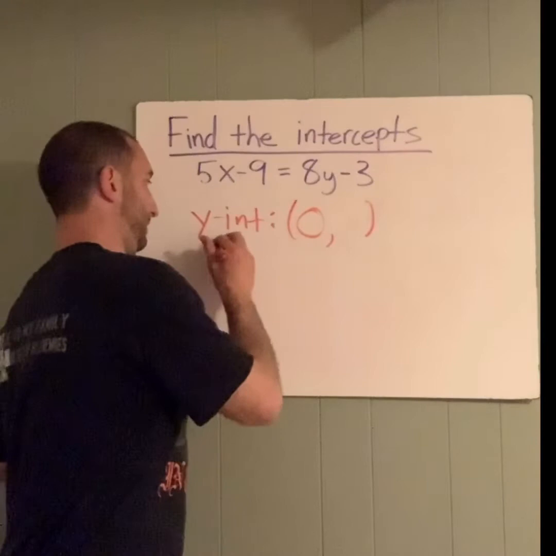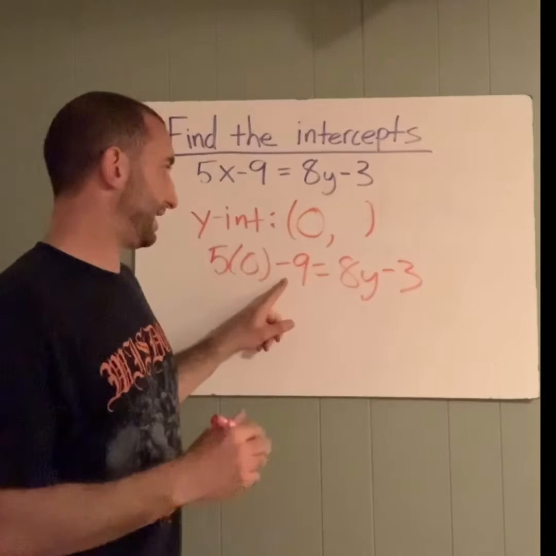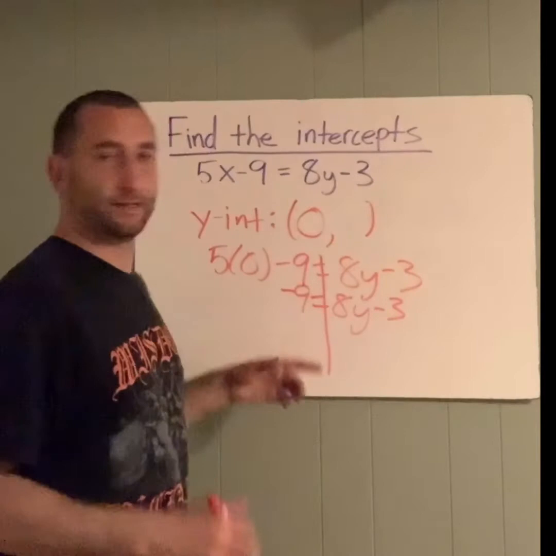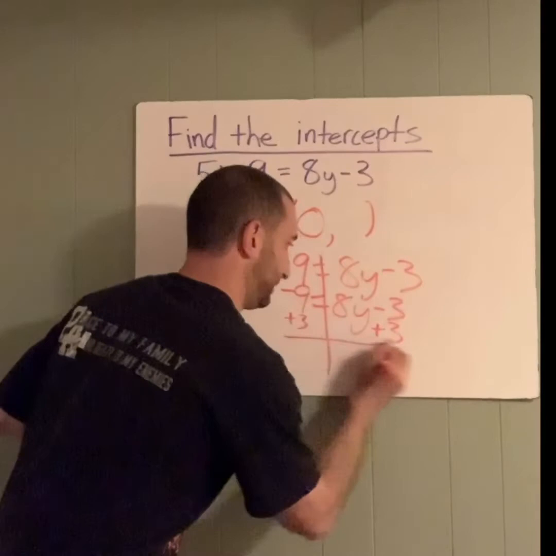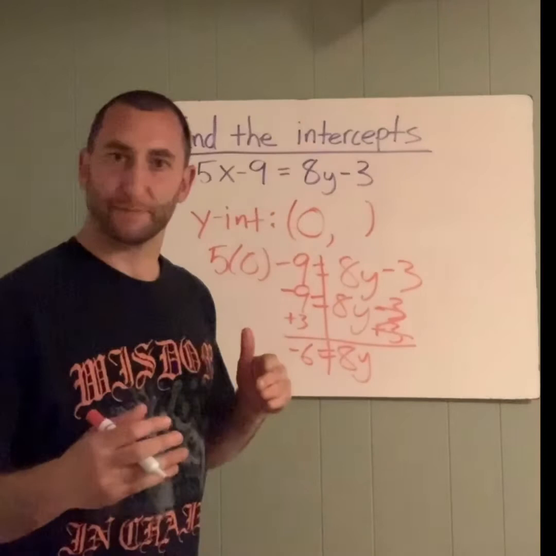So 5 times 0 minus 9 equals 8y minus 3. All right, 5 times 0 does nothing. We have negative 9 equals 8y minus 3. All right, let's combine like terms. Let's move this negative 3 over here. Opposite of subtracting 3, add 3. Zeroes out. And we have negative 6 equals 8y. All right, last step. Inverse operation, 8 times y. Divide both sides by 8.